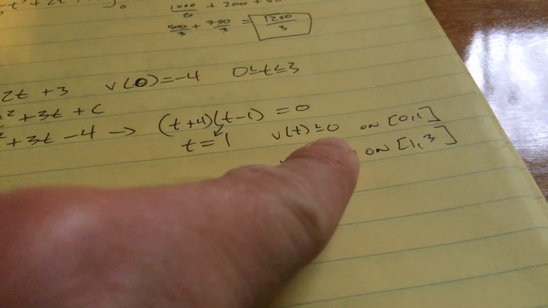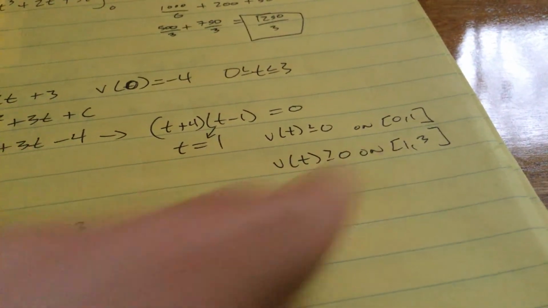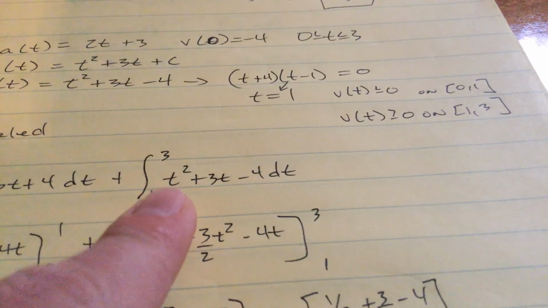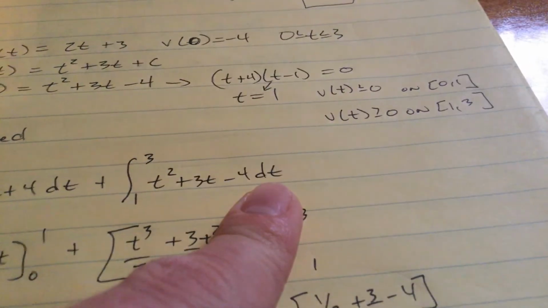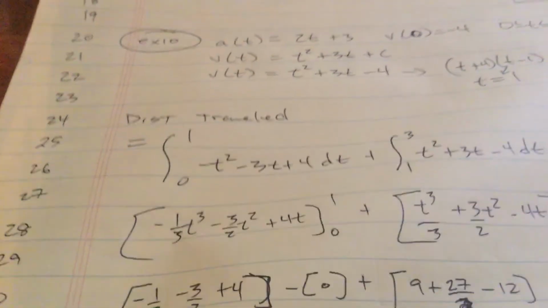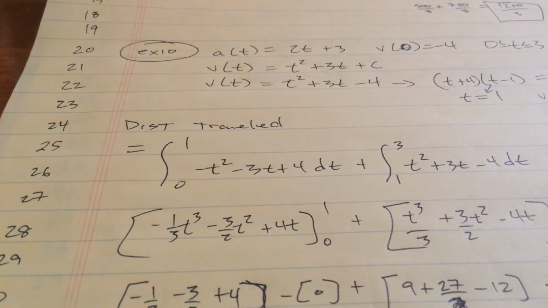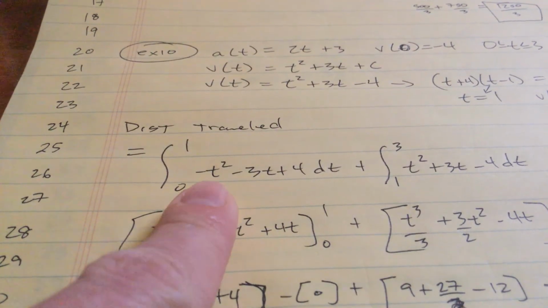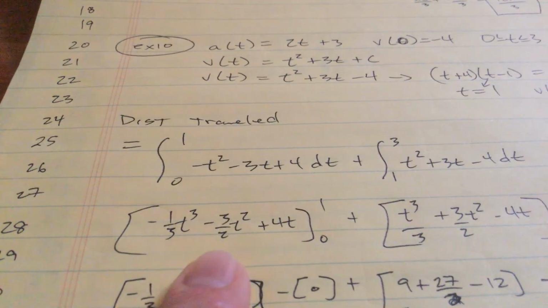Again, velocity is less than or equal to 0 on the interval 0 to 1, greater than or equal to 0 on the interval 1 to 3. All right, so that means from 1 to 3, just looking at the regular velocity function, t squared plus 3t minus 4. And on 0 to 1, I got to look at the opposite. It's moving to the left. All right, if I want the distance to be positive, I got to multiply by -1. So I take that velocity function, when it's negative, multiply everything by -1. And that's what I got there, and I integrate.